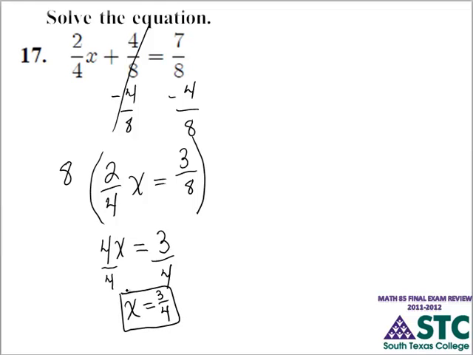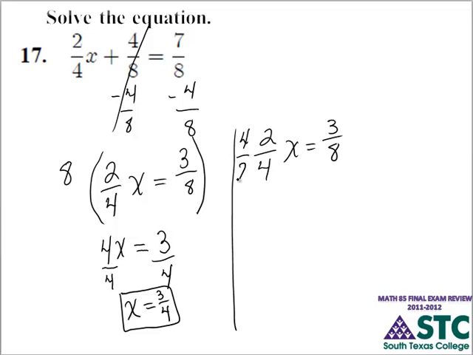Now, this is the first method. The second method, we would obtain the same information here. So 2/4 x equals 3/8. Now this next method would ask you to multiply both sides by the reciprocal of the coefficient of x. So the reciprocal of 2/4 is 4/2. And we would multiply both sides by 4/2.